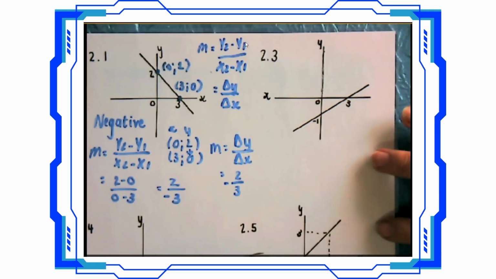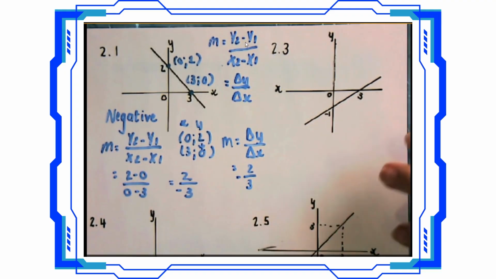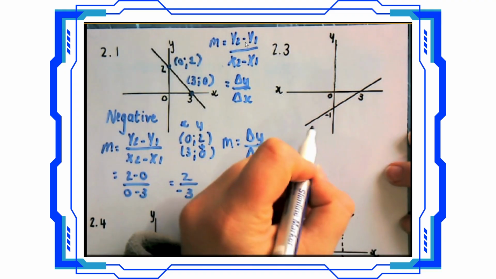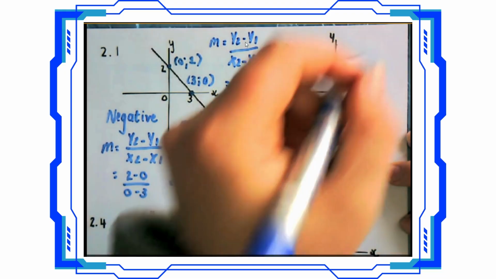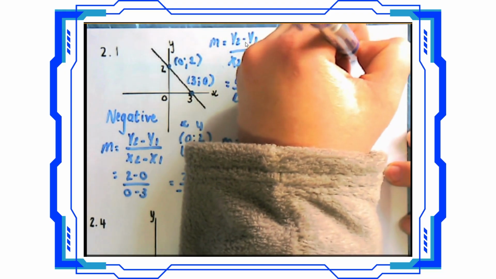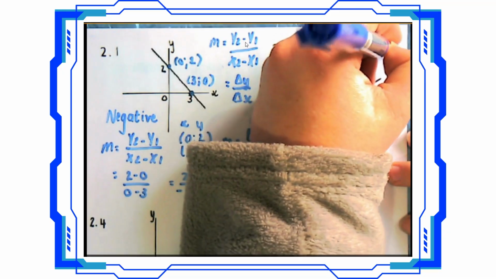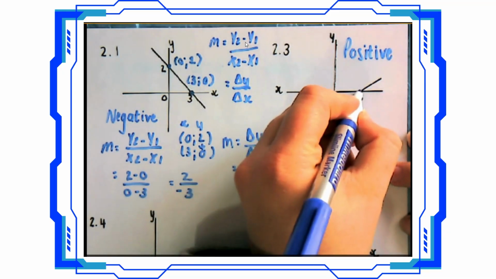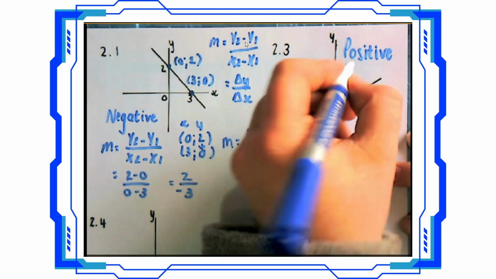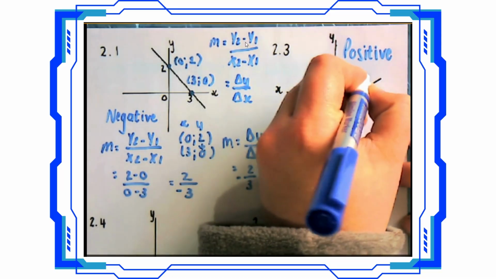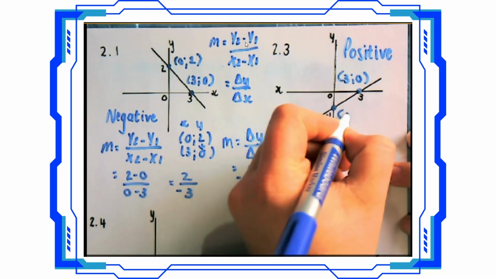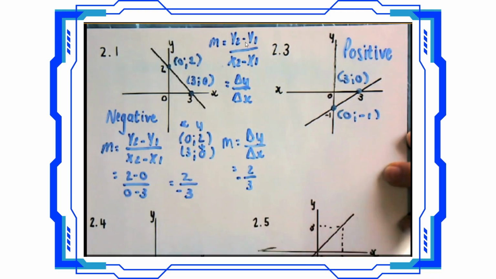Okay, then 2.3. Now I'm looking at my line. Is my line increasing or decreasing? It is increasing, so my gradient is going to be positive. Okay, then I can get 2 points. On my x-axis, y is 0, so that's going to be 3, 0. On my y-axis, x is 0, so that point's going to be 0, negative 1.